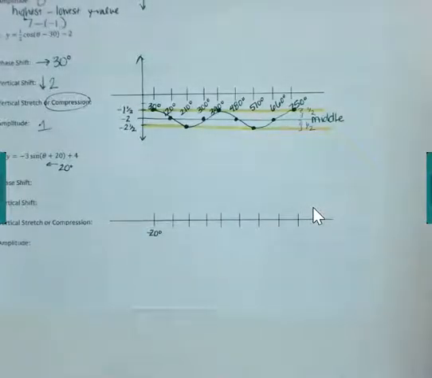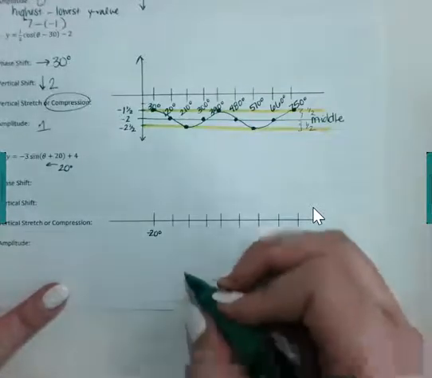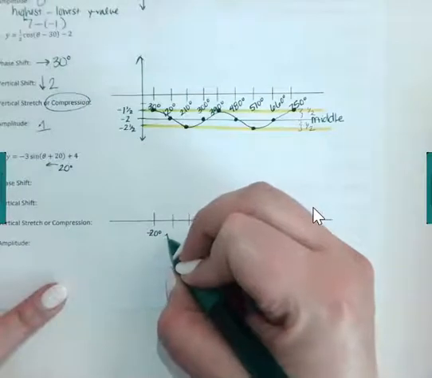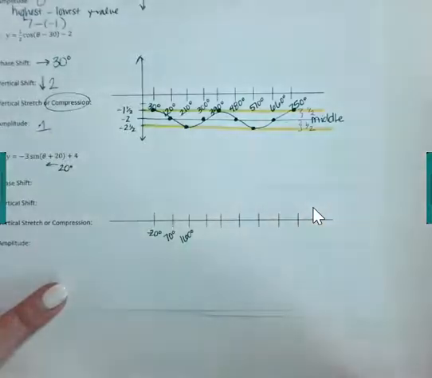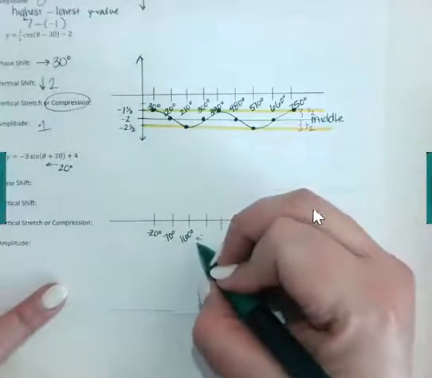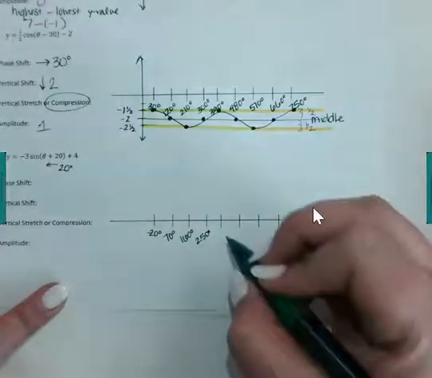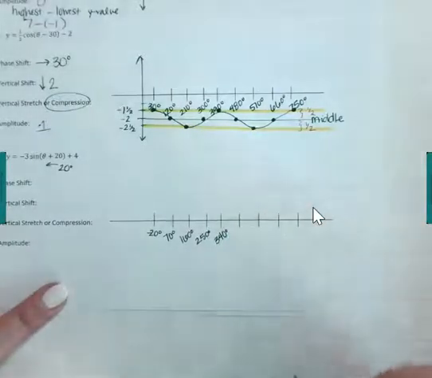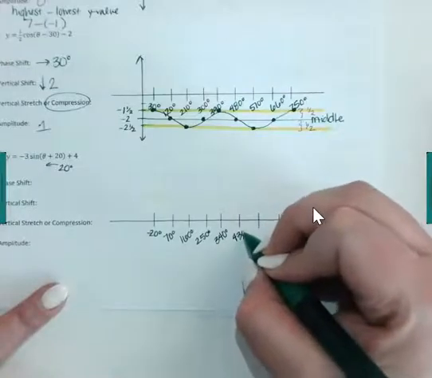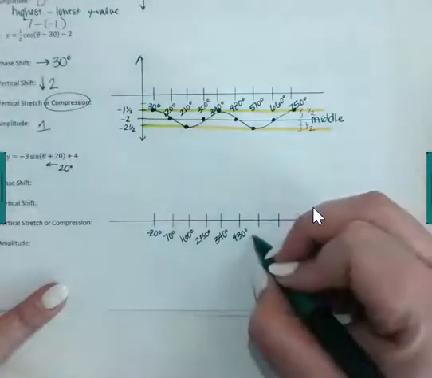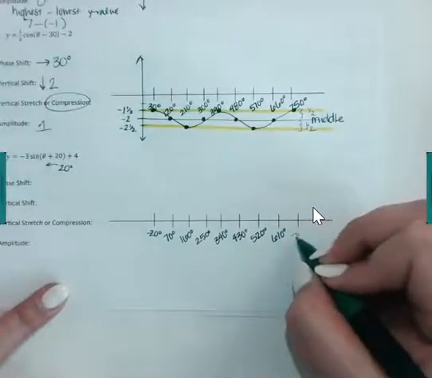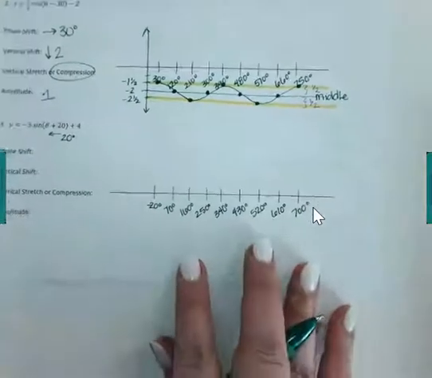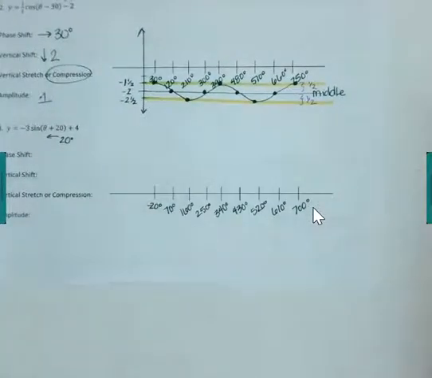What am I going to do from there? Add 90. What's negative 20 plus 90? 70. Add 90 is 160. Add 90 is 250. Yup. 430. What's the next one? 520. Yup. And then add 90 one more time. 700.